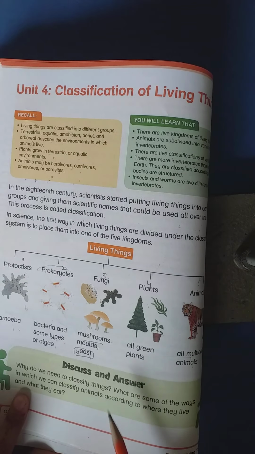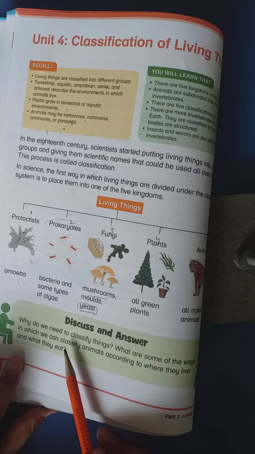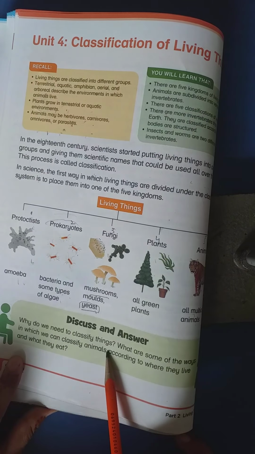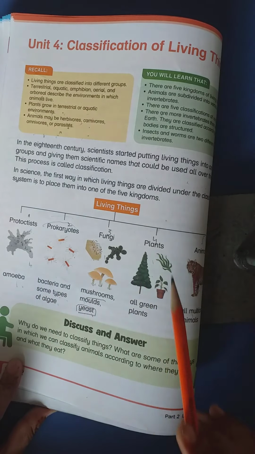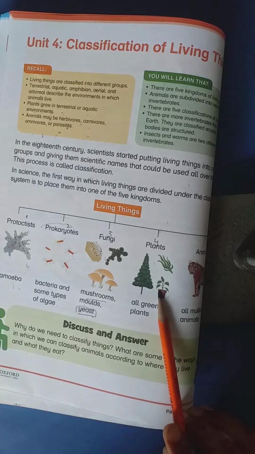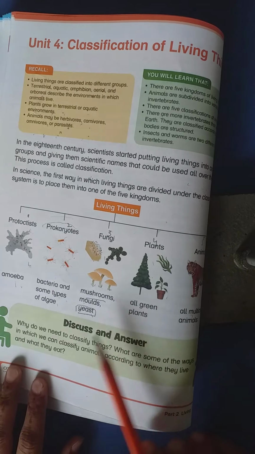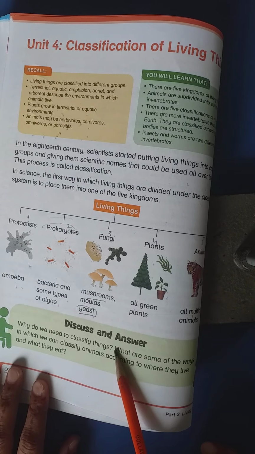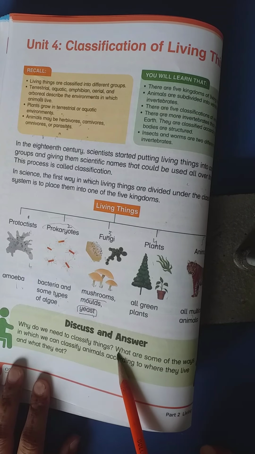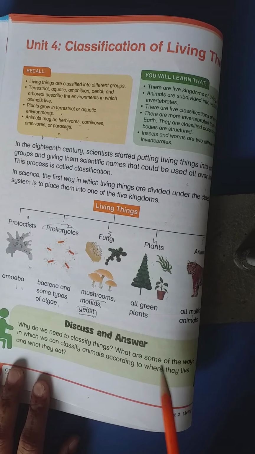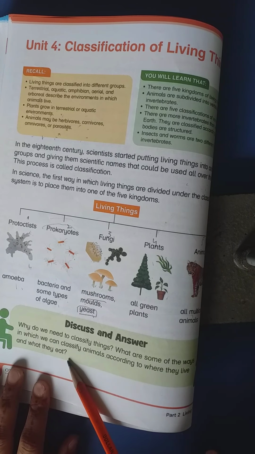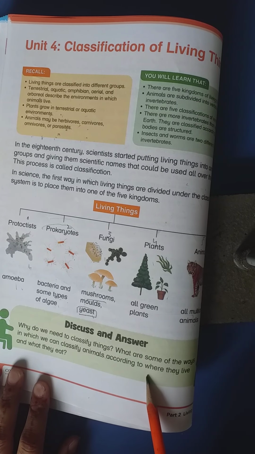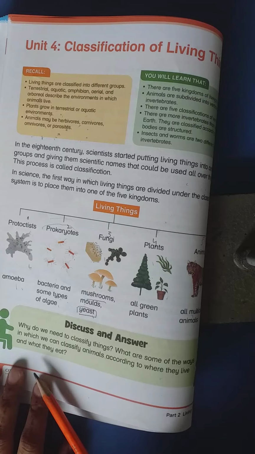Okay, discuss and answer. Why do we need to classify things? Because we know which living things belong to which kingdom, and what these living things are. So that's why we have classified living things into these 5 kingdoms. So what are some of the ways in which we can classify animals according to where they live and what they eat?